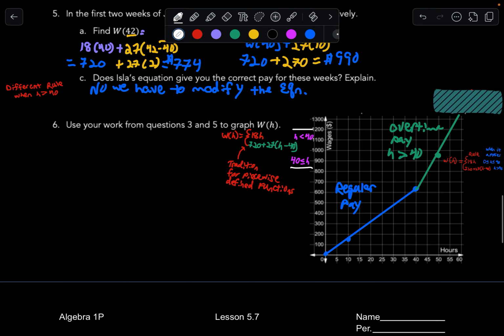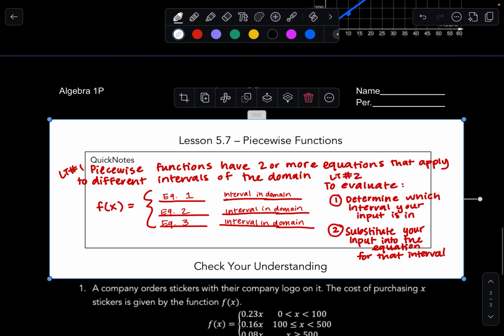So a piecewise function can have two or more equations. We saw one with two that apply at different intervals of the domain. So you'll have like equation 1, 2, and 3. That's what this is saying: interval and domain for each piece. We had 2 in ours. To evaluate, you have to look at what part of the domain the input is in. Is it in the domain for equation 1, 2, 3, 4, whatever it is? Once you figure it out, you take that number and plug it into that piece.